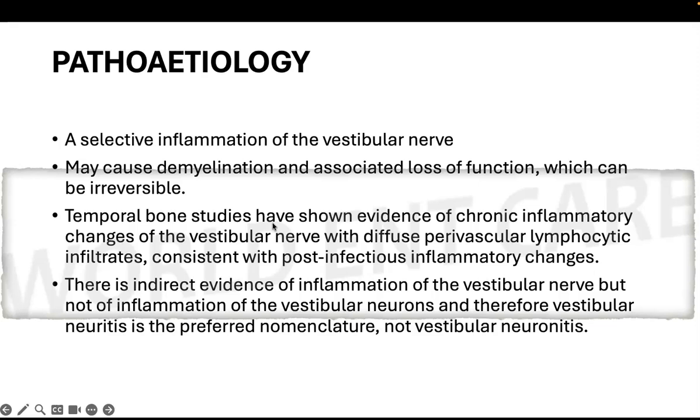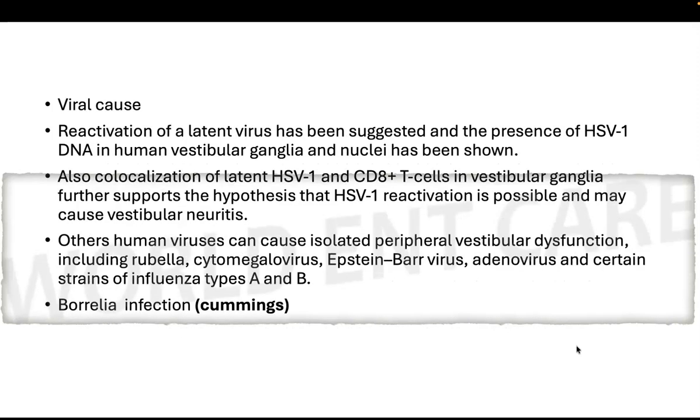And there is indirect evidence of inflammation of vestibular nerve, but not of inflammation of vestibular neurons. So it is nerve that gets affected and not the neurons. That is why we don't use the term vestibular neuronitis. We call it vestibular neuritis.